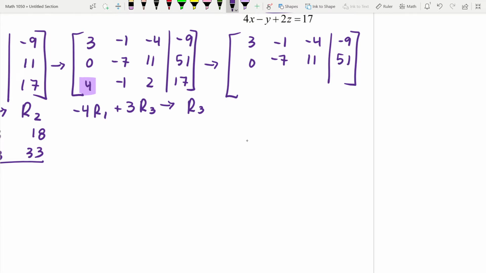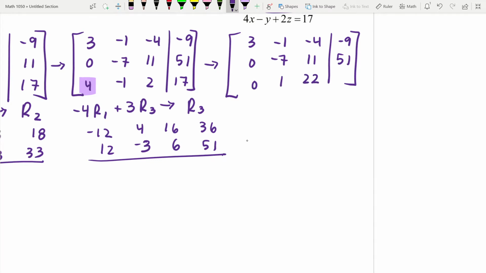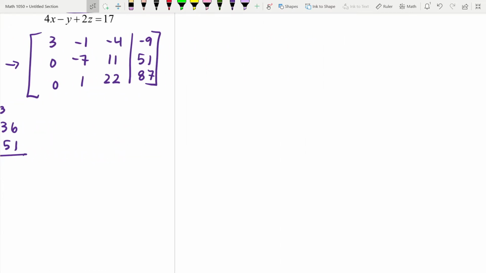Multiply a -4 across the top. -12, 4, 16, and 36. Distribute a 3 across the bottom. 12, -3, 6, and 51. Add those together, and I get 0, 1, 22, and 87. My numbers are getting big. Who cares? That's not stressful. I got a calculator right here, so that's not scary, okay?